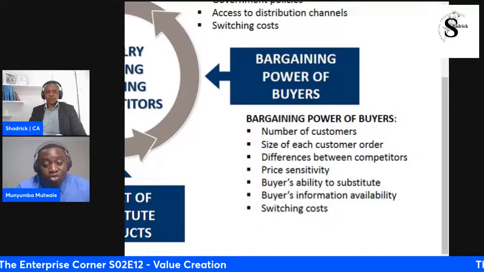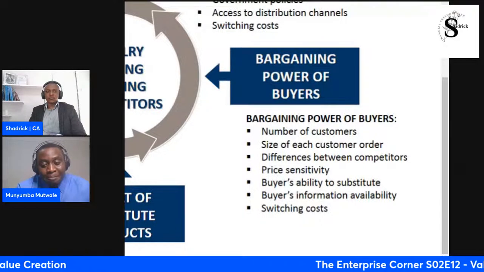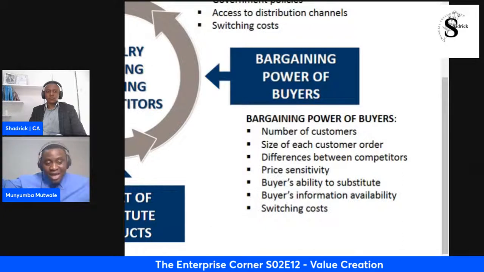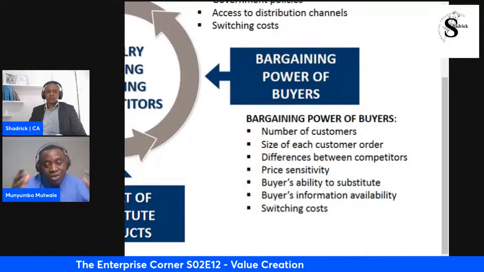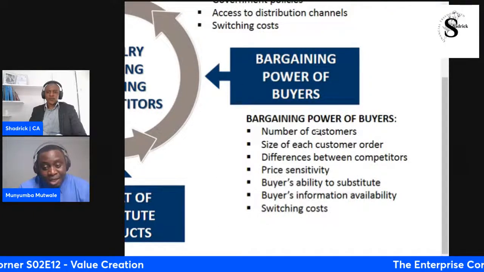Okay, for you, because they are controlling you. They're controlling your price again. So if you want bargaining power, you don't have to have many. I don't have to have thousands, but just have enough so that you've spread your risk, because that's a risk. It's called a concentration risk.